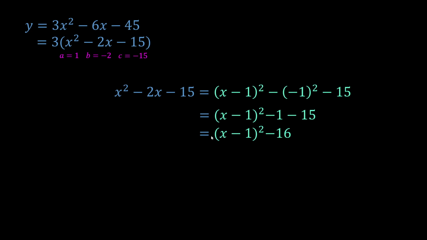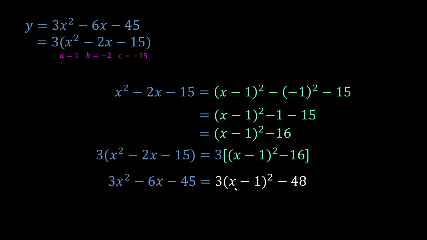Now once we've got this, remember this is just the inside the brackets part. It's just this part here. So we need to multiply everything by 3. So I'm going to multiply all that by 3. So 3 times x take 1 squared gives us 3 outside of x take 1 squared. And then 3 times negative 16 is negative 48.